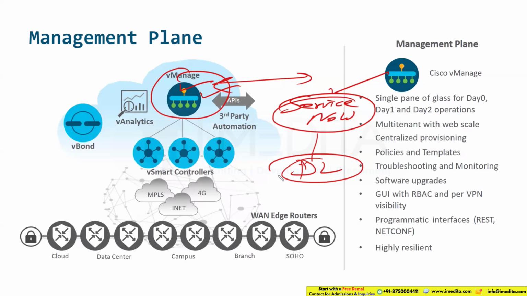As I told you, I just gave you an example of ServiceNow. There are plenty of third-party applications that you could integrate with your vManage, but I just gave you an example of ServiceNow. In a way, if an alarm was generated on vManage, then a service ticket should be created by ServiceNow and it should be assigned to your team automatically.